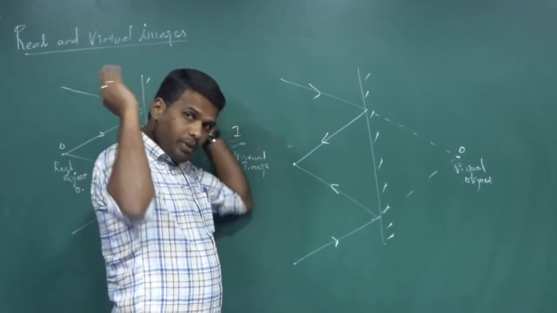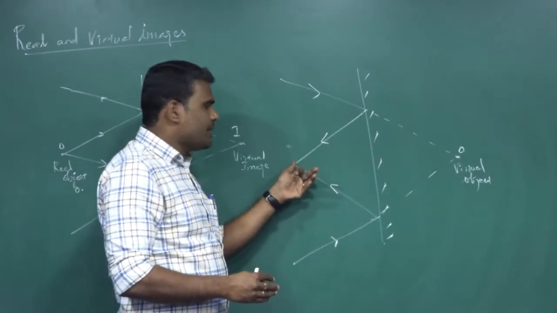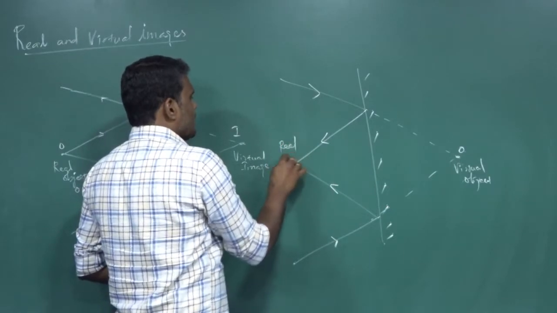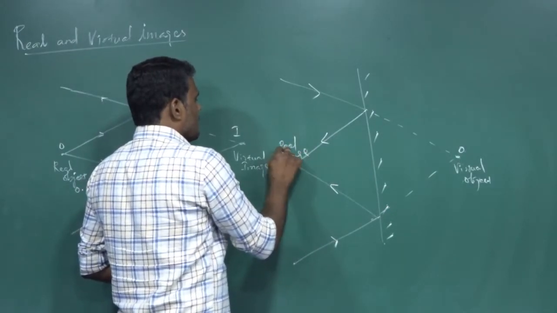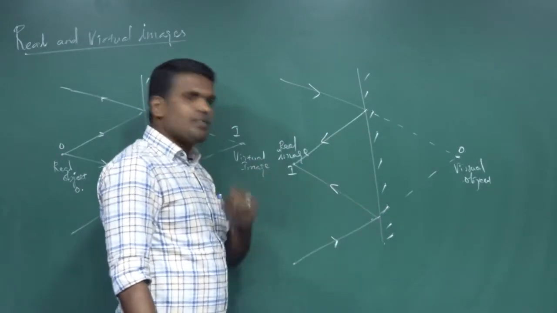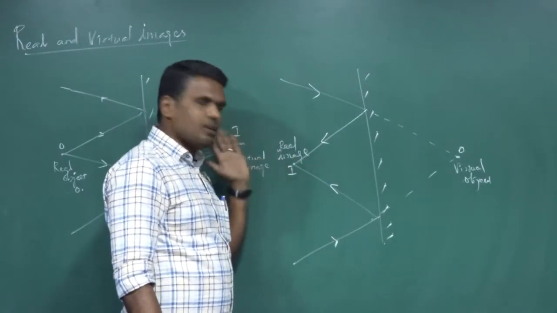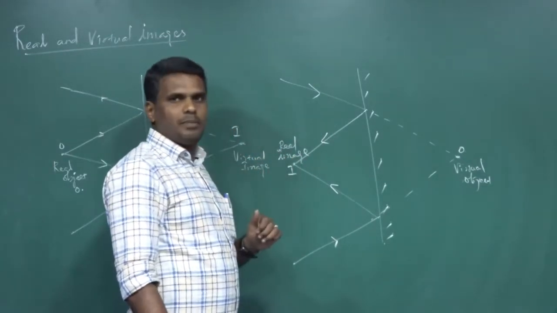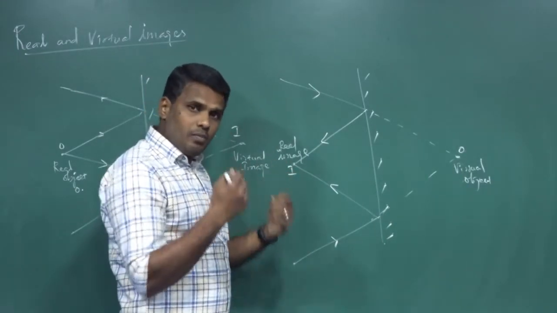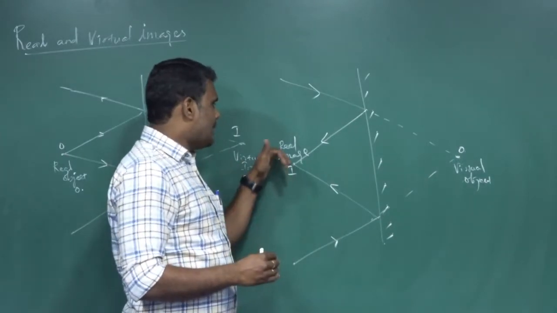But the rays coming from the virtual object, after reflection from a plane mirror, will meet at a point in front of the plane mirror. We call it the real image, I. This image is formed in front of the plane mirror, so it can be caught on the screen, and you can also see it. This type of image, which can be formed on the screen and also seen by our eye, is called a real image.